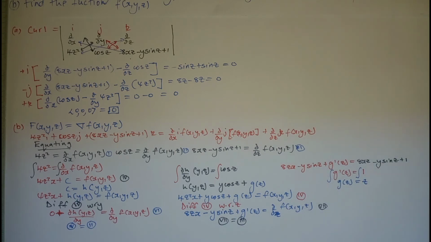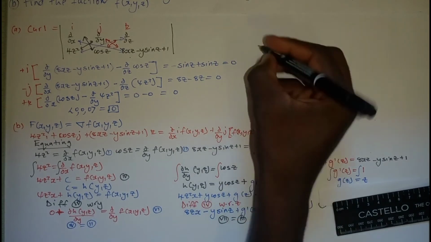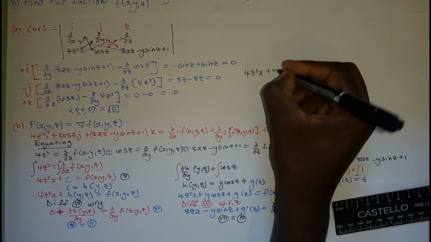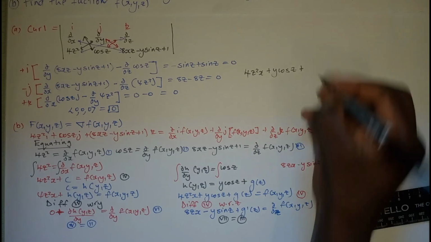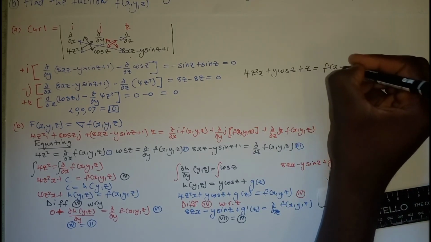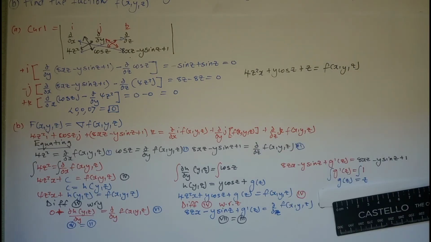So g of z is going to be equal to z. Now it's time to write our full scalar function. See, this is our function. I'm going to have 4z squared x plus y cos z plus, for g of z, I'm going to have z here. It's going to be f of x y z. So this one is our final answer.